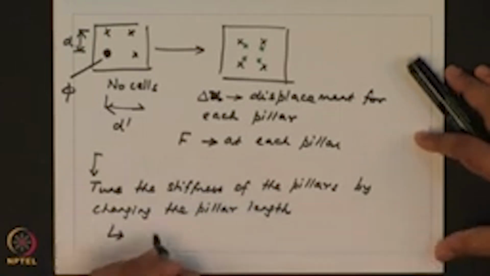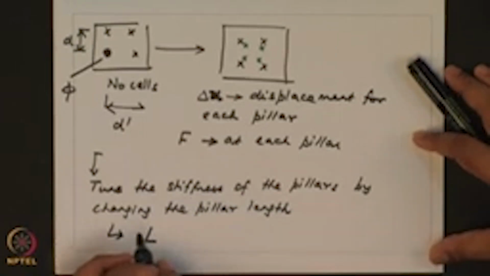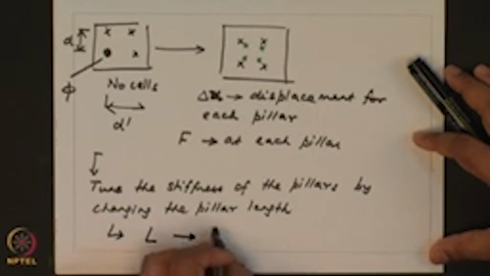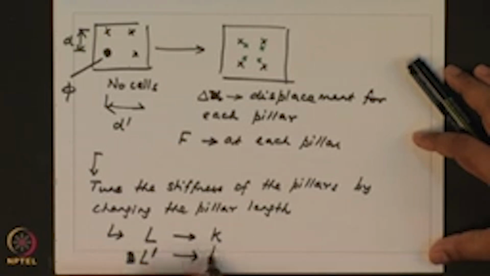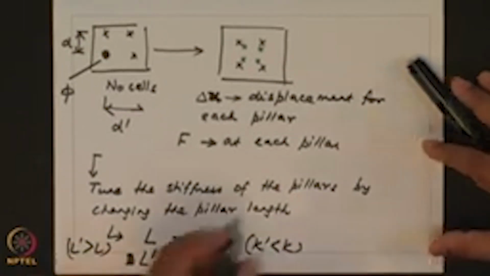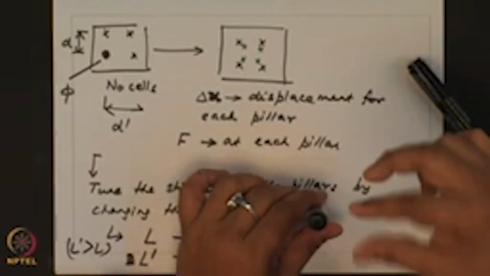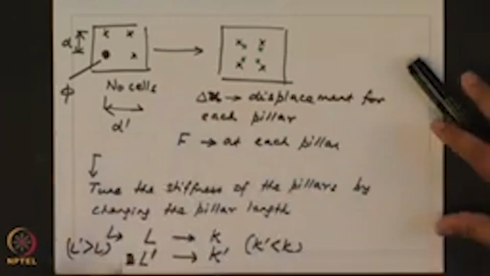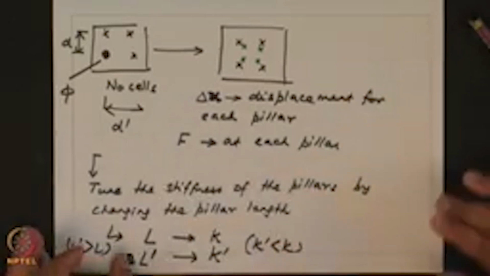Okay. So, if the pillar has length L and let us say its stiffness is K, if you have L prime where L prime is greater than L, then K prime is going to be less than K. Simply because if you make the pillar taller and taller, it becomes more compliant, so it is easy to deform it.